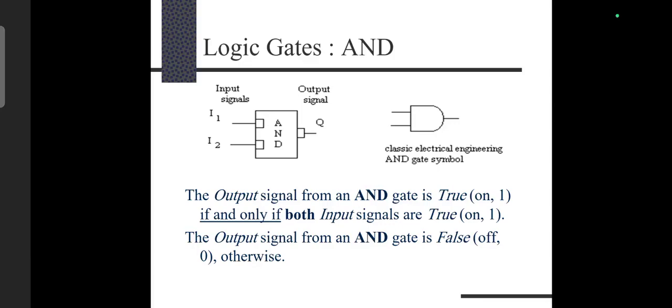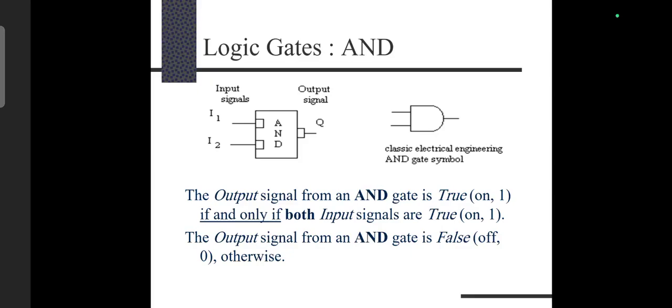Here you can see the AND gate is represented as a rectangular block, and it has two input signals as a minimum number of inputs. It can be extended to n inputs, and it has a single output signal. The input signals are marked as capital I1 and capital I2, and the output signal is represented as capital Q. The classic electrical engineering AND gate symbol is also given. This is how the AND gate is represented in circuit designs and textbooks.